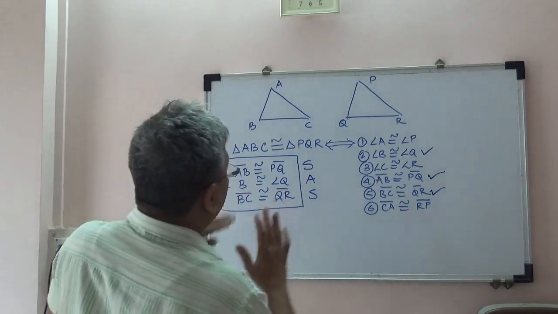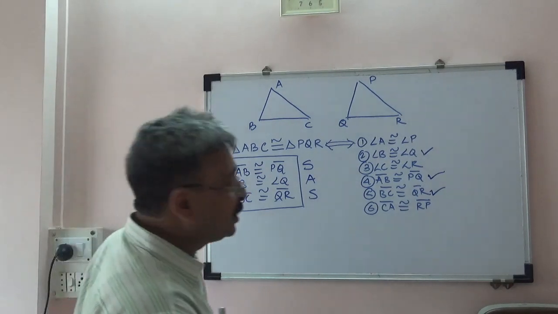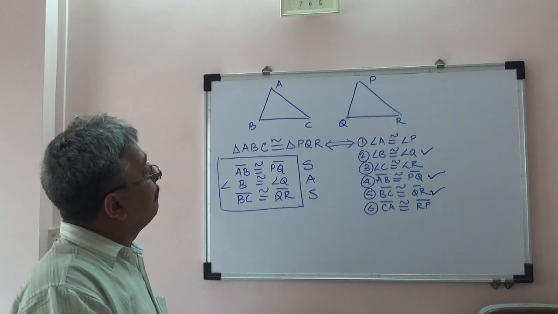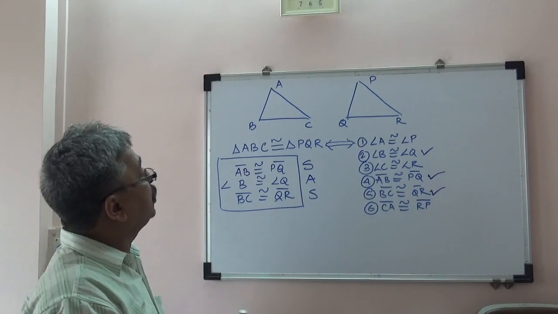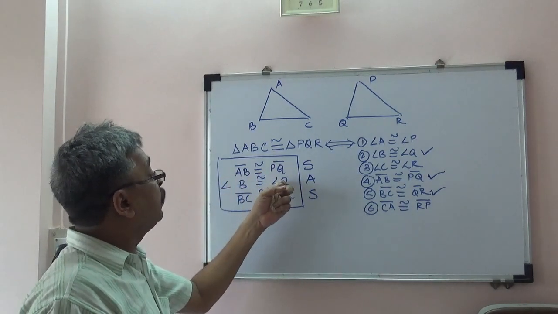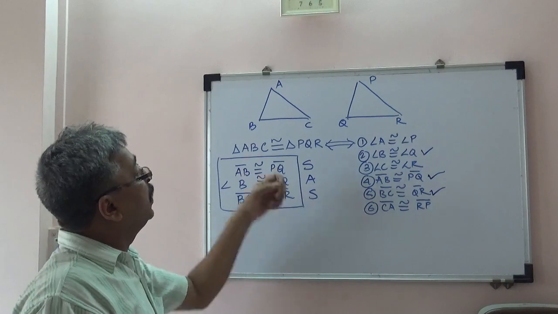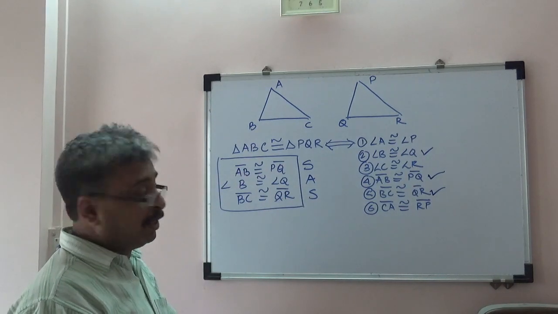Now historically this has been the first test of congruence, and it is very easy to imagine that if we start drawing these triangles, AB congruent to PQ, included angle equal, and BC congruent to QR, and then join AC and PR, then we are going to get congruent triangles.